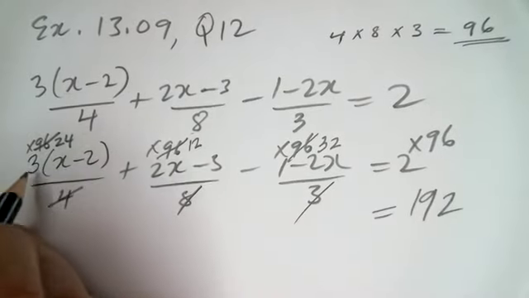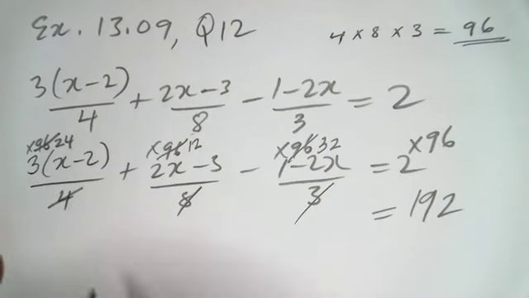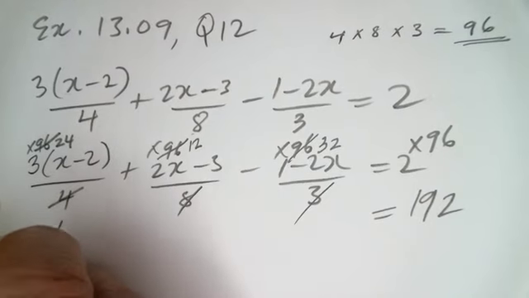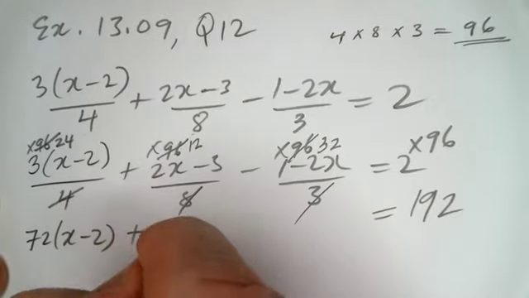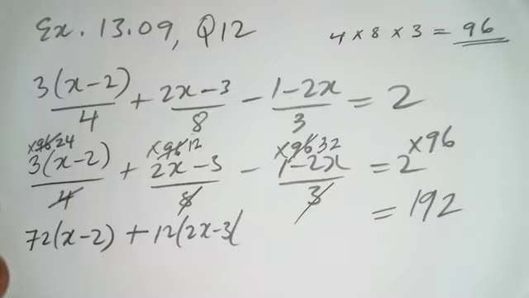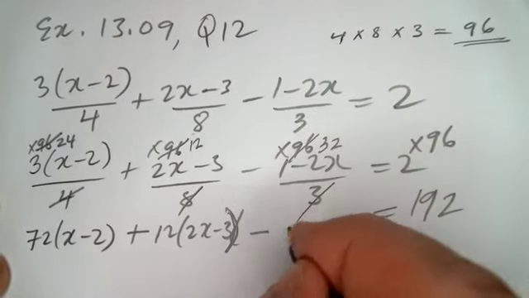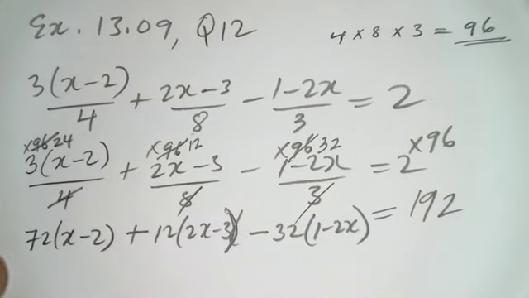All right, now I've just got the single line. I do have a little bit of multiplication to make happen, but I'm going to do that, then I'm going to collect like terms. So 3 24s, that'd be 72 times (x minus 2), plus 12 lots of (2x minus 3). Oops, that's the wrong bracket, the wrong way around. Imagine it's that way around. Minus, and then we've got 32 times (1 minus 2x). Running out of room a little bit there.